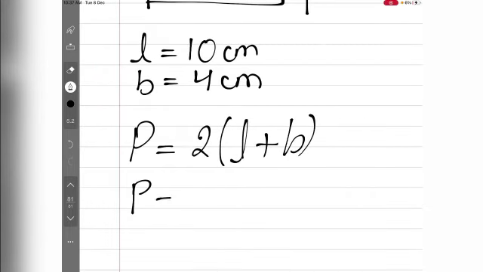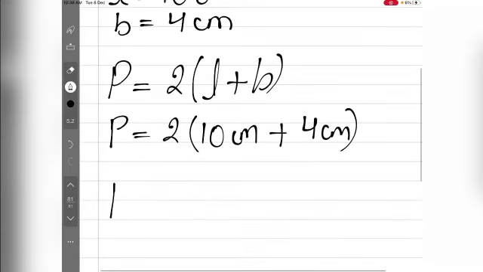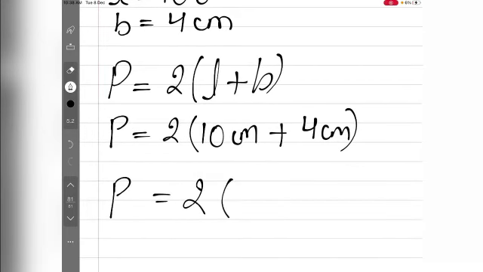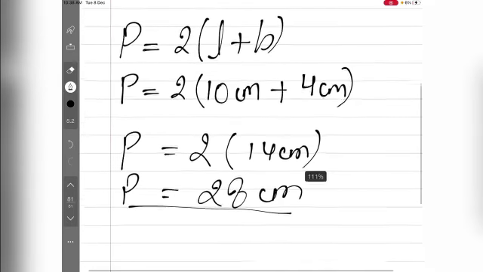Now in place of L, meaning length, we put its value, that is 10 centimeters, and for breadth we write 4 centimeters. So it becomes 2 into the bracket 14 centimeters, and it gives the answer as 28 centimeters. So this will be our answer.